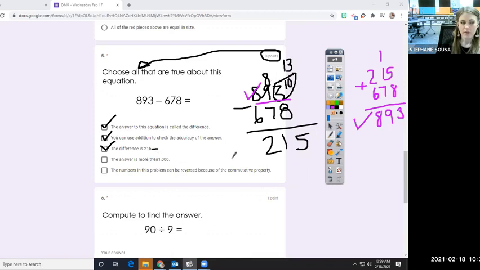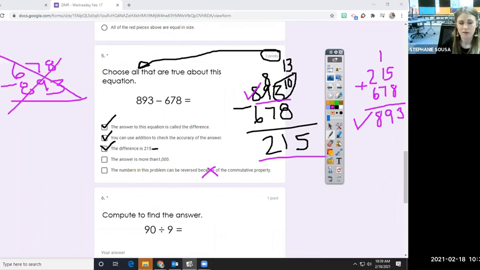The answer is more than 1,000. No, the answer is 215. That is less than 1,000. The numbers in this problem can be reversed because of the commutative property. No, you cannot reverse numbers in subtraction. 678 subtract 893 would give you a debt, which is negative, which is not possible.